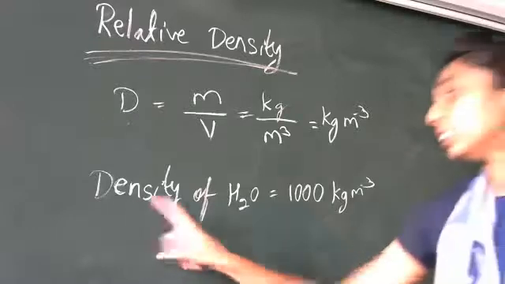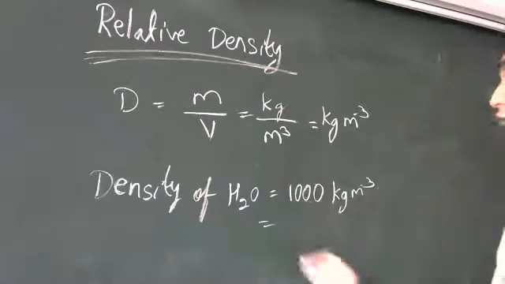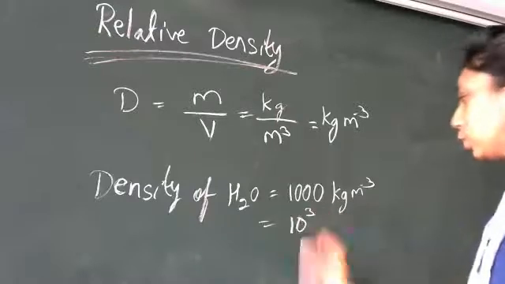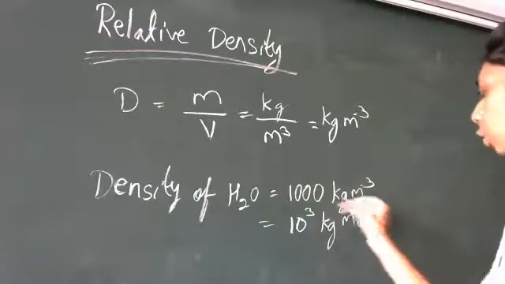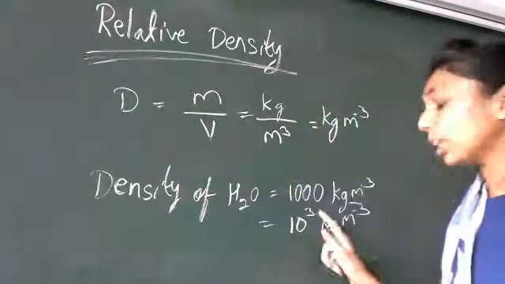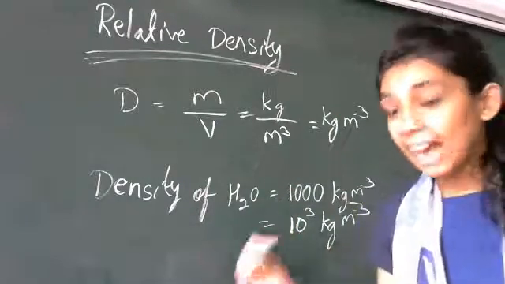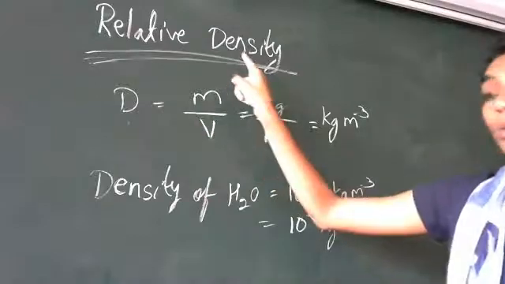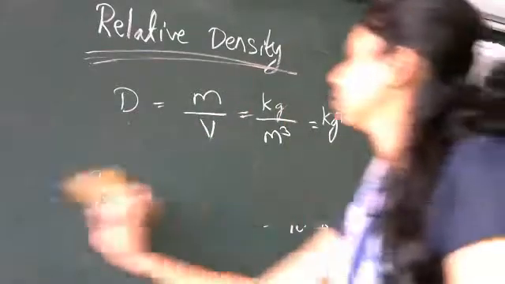Okay. So the density of water is 1000 kg per meter cube. Also you can write it as 10 raised to 3 kg per meter cube. Now you take the density of any liquid and compare it with the density of water. So that density will become relative density. Understood? What is relative density?